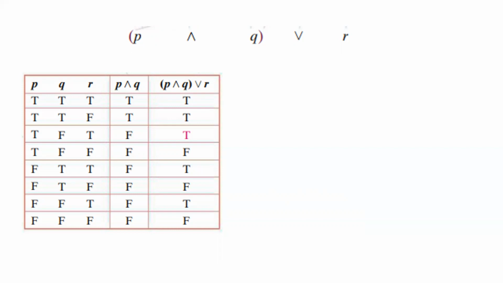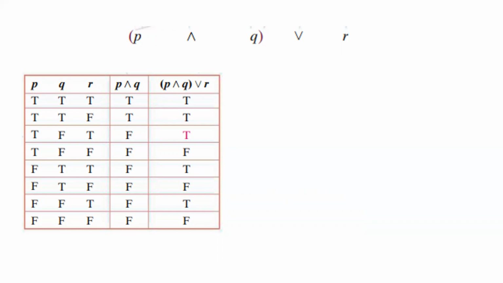Now, to do my overall result, I take my P and Q column, and now I'm going to compare it to my R column, and it's an OR statement. So OR statements work with if one of the values or both of the values are true, my overall statement or my overall symbolic form is going to be true. And so looking at the rows, I have true, true, which leads to true. Second row, my P and Q is true, so I get true. Third row, my R is true, so I get true.